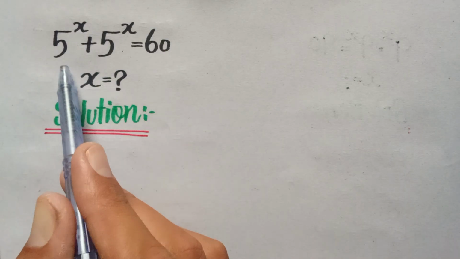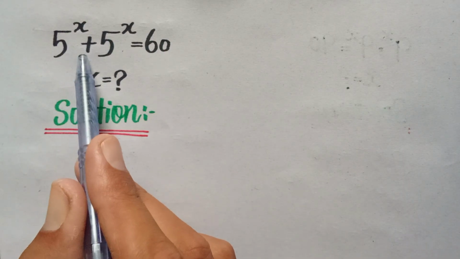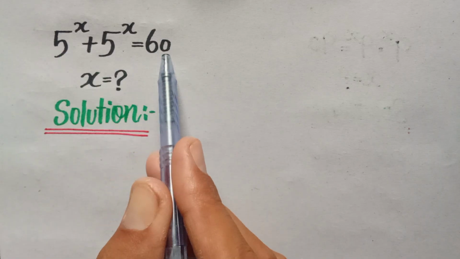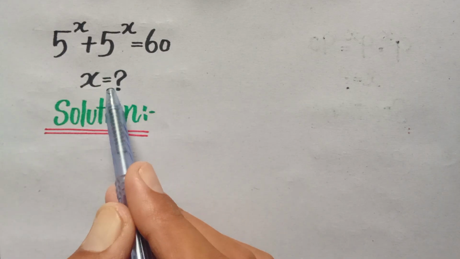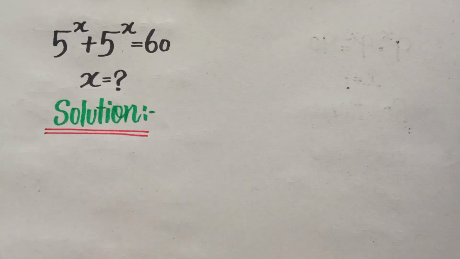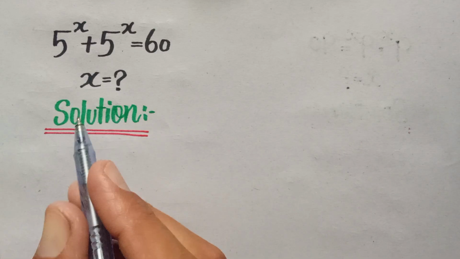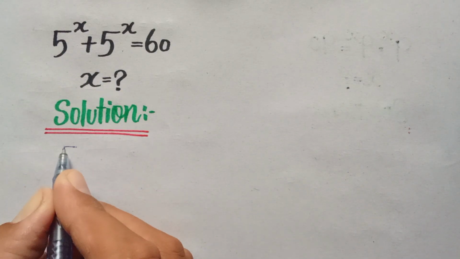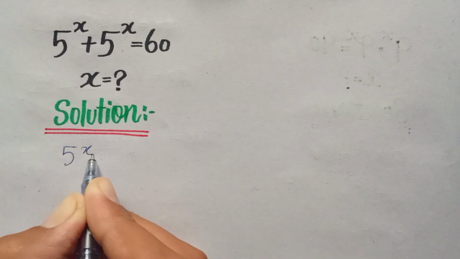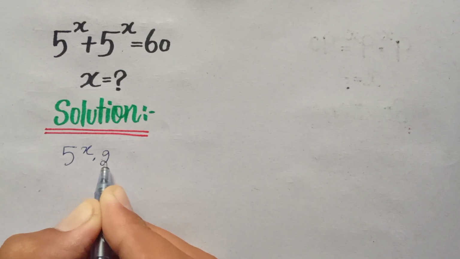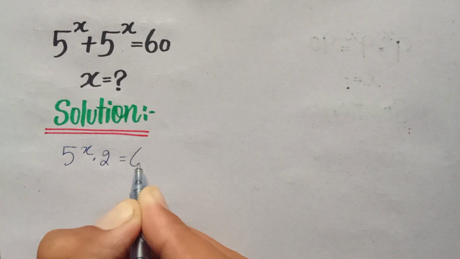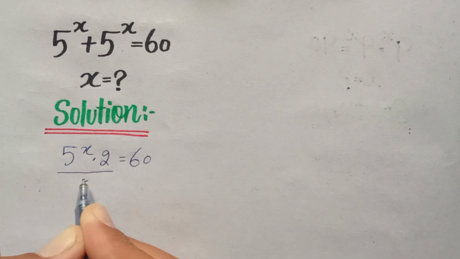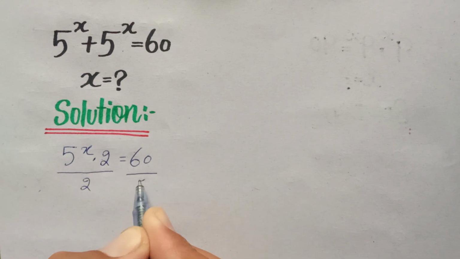The question is 5 to the power of x plus 5 to the power of x is equal to 60. What is the value of x? So, solution from here, dear student, we can write this as 5 to the power of x times 2 is equal to 60. Now I divide both sides by 2.